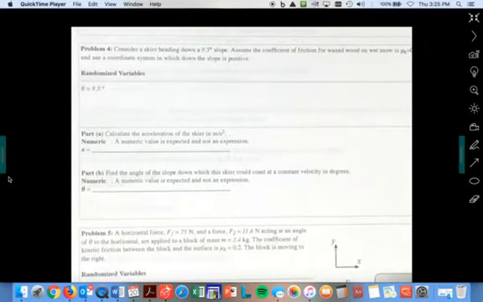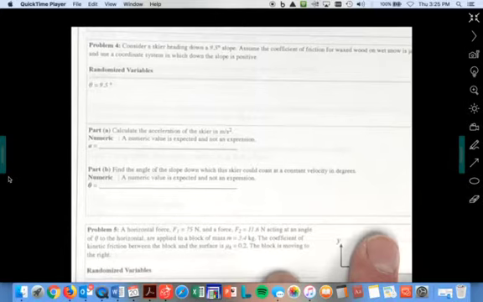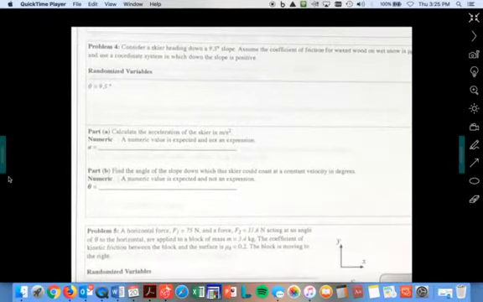But here we go. We've got a skier. Assume the coefficient of friction with the snow is 0.1. Now this is kinetic friction, and the skier is heading down a slope at 9.5 degrees. Calculate the acceleration of the skier. Find the angle of the slope at which the skier could coast at a constant velocity, in degrees. We want to get the slope right when he would be able to go at a constant velocity.